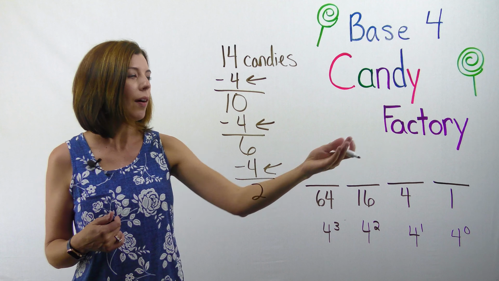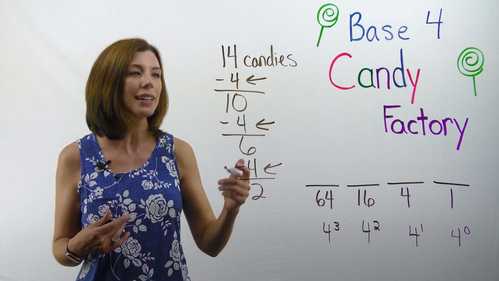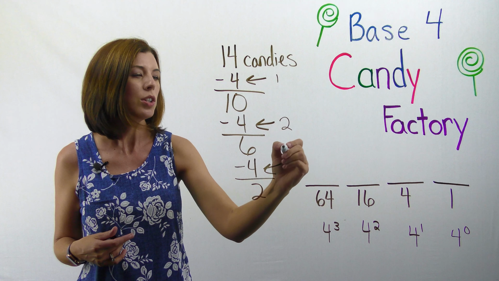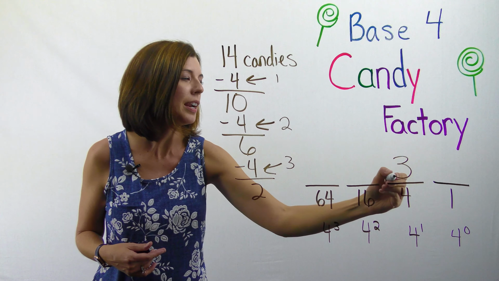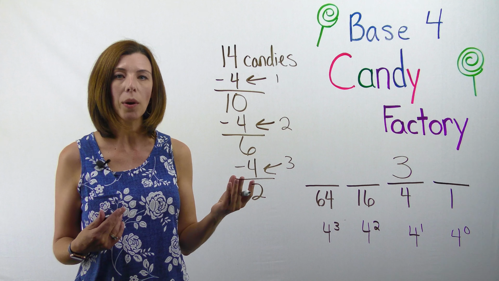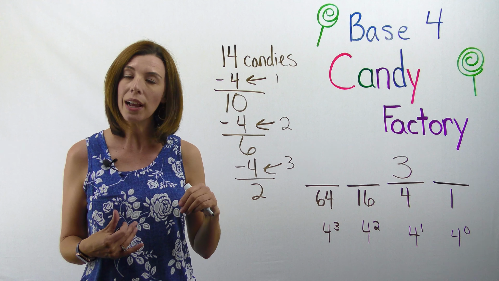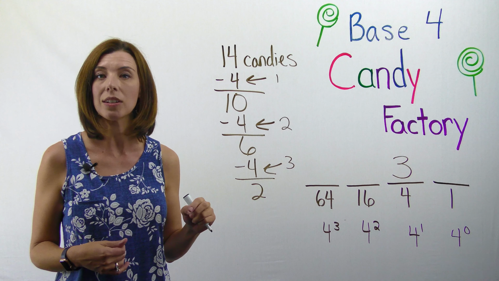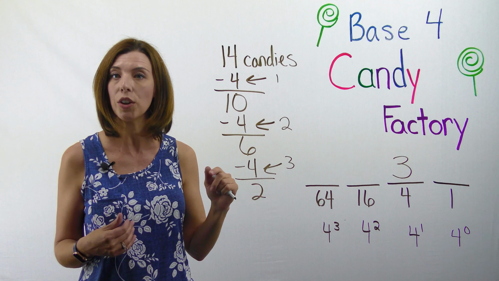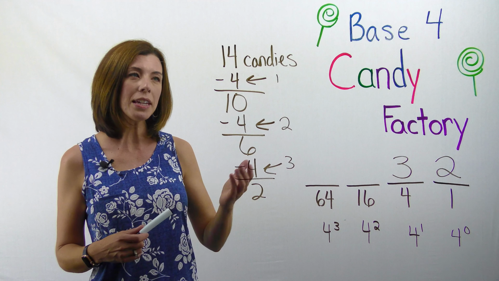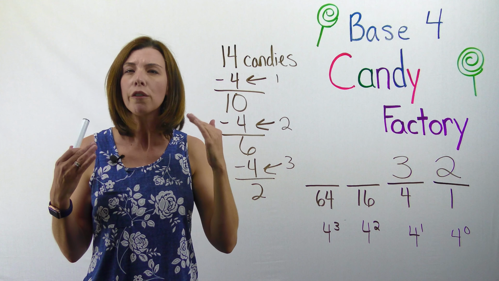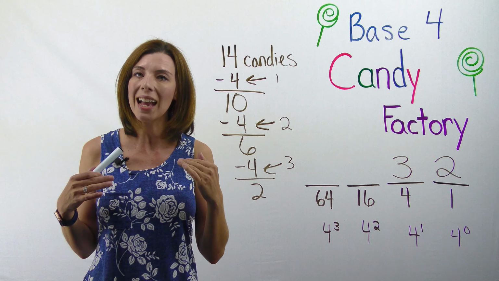When I'm thinking about how many boxes of 4 I need, I can count them, right? 1, 2, 3. So I know that I need 3 boxes of 4, but don't forget, we still have these 2 candies left over. Those are going to have to go in individual boxes, so I'm going to need 2 of the individual boxes. When I'm thinking about 14 candies, 14 is really my base 10 number.